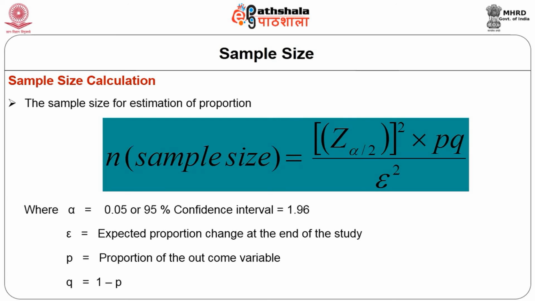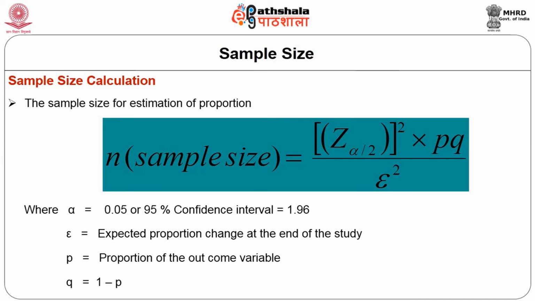If you see the formula on the screen, it says Z alpha by 2 whole square into P into Q by epsilon. The Z alpha by 2 whole square is always in terms of the error. If you are considering 5% error, the value for that is 1.96, which is available in any statistical textbook. If your error precision is smaller, say 1%, the value is 2.59, and you have to substitute it. The thumb rule is that the more the sample size, the less the variation, the less the error.